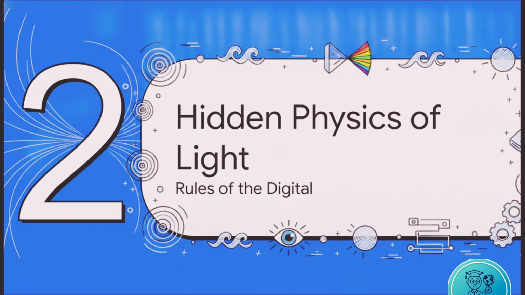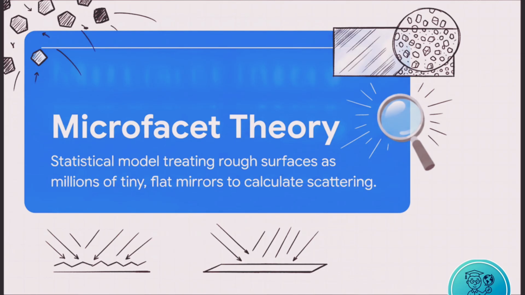That brings us to part 2, the hidden physics of light and the rules of the digital world. Okay, so to understand how light interacts with stuff in a game, we rely on something called microfacet theory. And I know that sounds like a super intimidating academic term, but it really just describes how we fake microscopic bumps on materials. Because in the real world, whether it's brushed metal or a piece of frosted glass, absolutely nothing is perfectly smooth at a microscopic level.